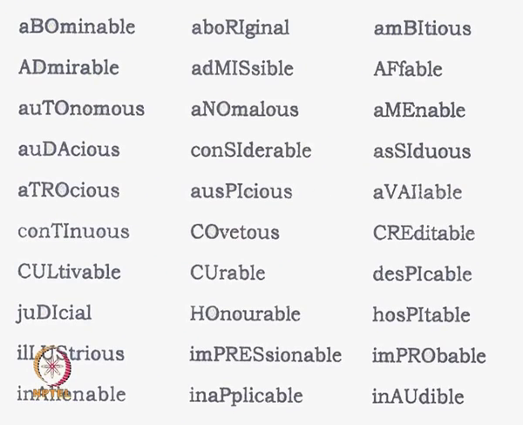Abominable. Aboriginal. Ambitious. Admirable. Admissible. Affable. Autonomous. Anomalous. Amenable. Somebody please, who will take over? Yes, please. Audacious. Considerable. Assiduous. Atrocious. Auspicious. Available. Continuous. Covetous. Creditable. Cultivable. Curable.